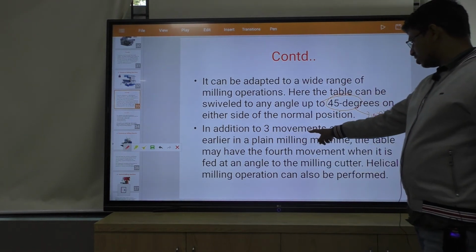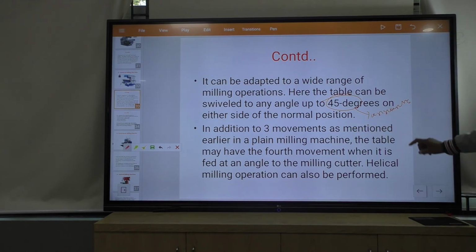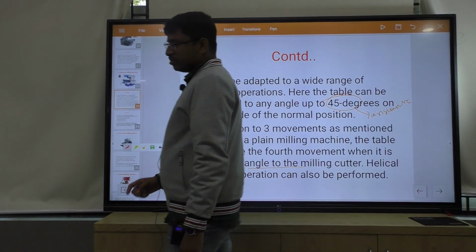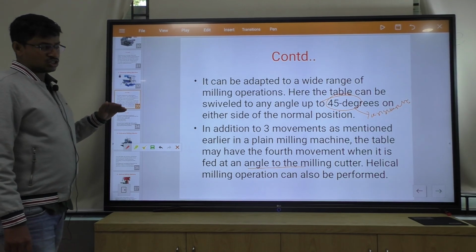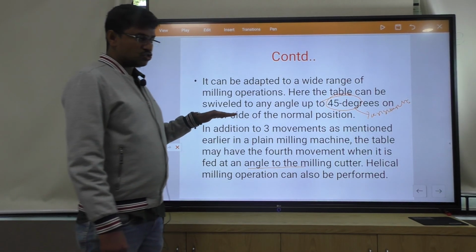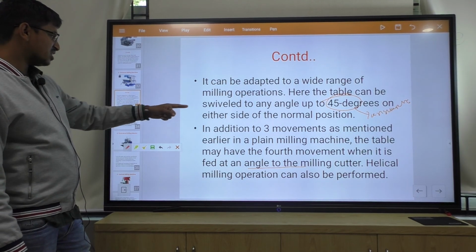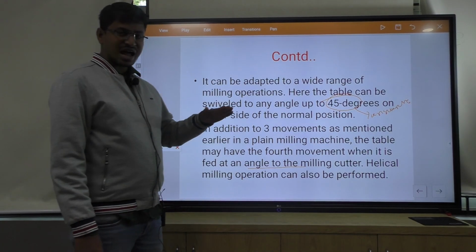In addition to 3 movements as mentioned earlier in plain milling machines, the table may have the 4th movement when it is fed at an angle to the milling machine. That means in addition to horizontal motion, crosswise motion and vertical motion of the table, there is another movement present in these universal milling machines, that is angular feeding.